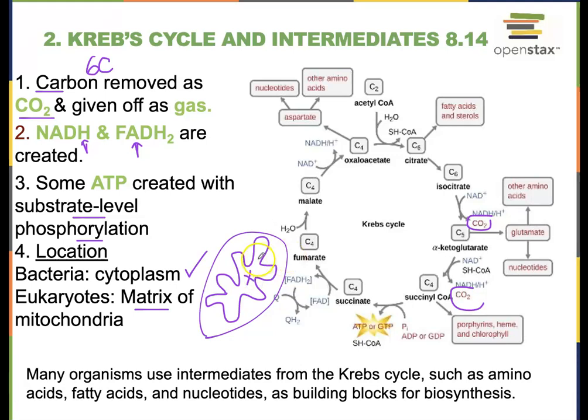Okay. One other thing just to note, right, this statement down here is that all of these steps in this Krebs cycle, some of these intermediates are used to make other things, right? So nucleotides can be made, amino acids, fatty acids. So a lot of products can be made from the intermediates here.